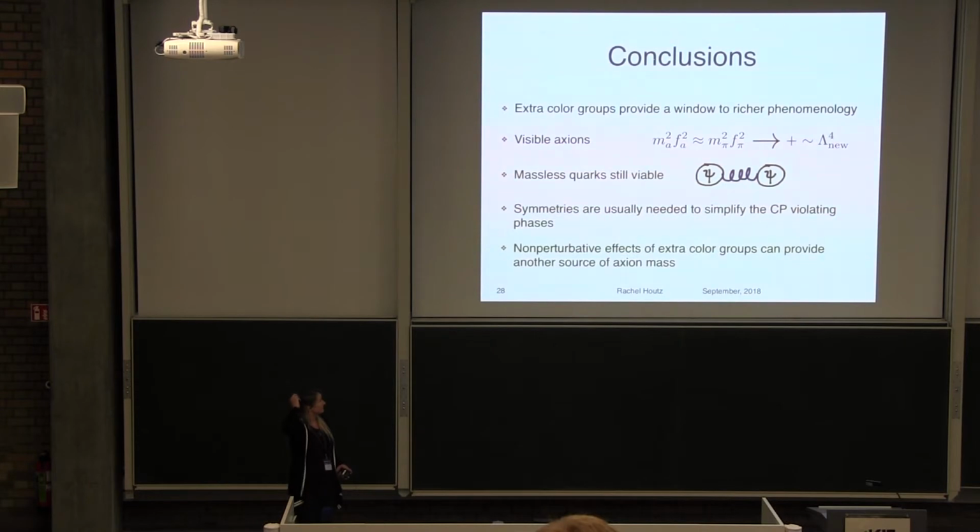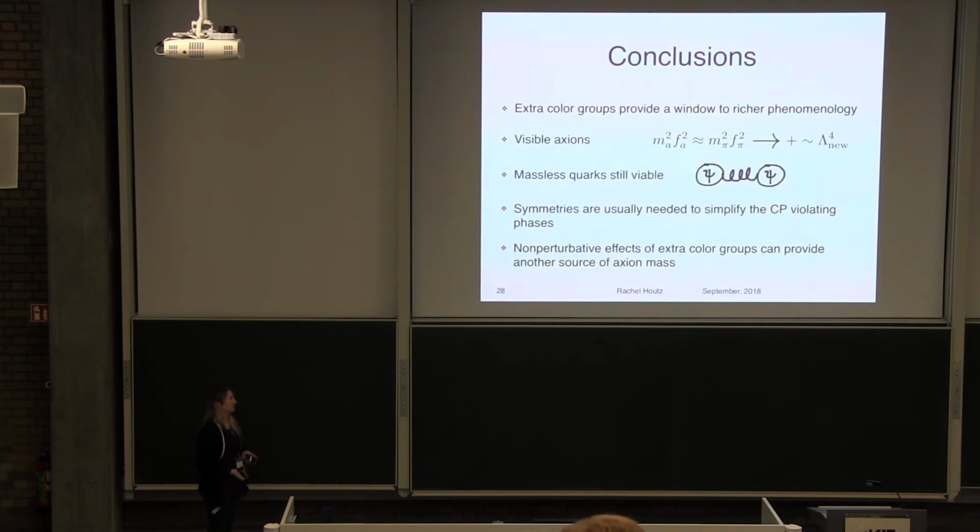And so for some conclusions, extra color groups can provide a window to richer phenomenology. So you can see visible axions, where m_a and f_a can get additional contributions from intrinsic scales of other gauge groups. It makes the massless quark solution still viable. Maybe not the massless up quark, but maybe massless exotic quarks could be hidden by these exotic color groups.